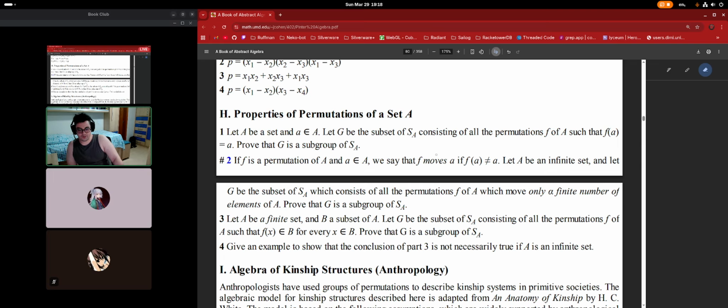Any exercises here that we are interested in? I actually spent quite a bit of time thinking about 3 and 4 today, and I couldn't come up with an example for the 4, actually.